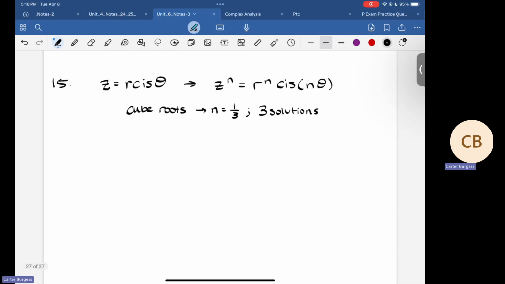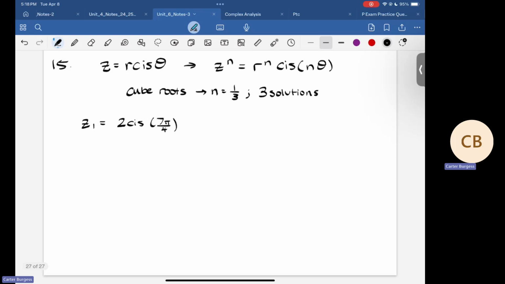Now we have already found that Z1 was equal to 2 CIS of 7 pi over 4. And we could go ahead and apply de Moivre's here. The problem that we're going to run into is that that is only going to net us 1 solution. So what we need are other representations of Z1 that keep the XY information the same, but that change the r and theta information so that I can get different values for my cube root.